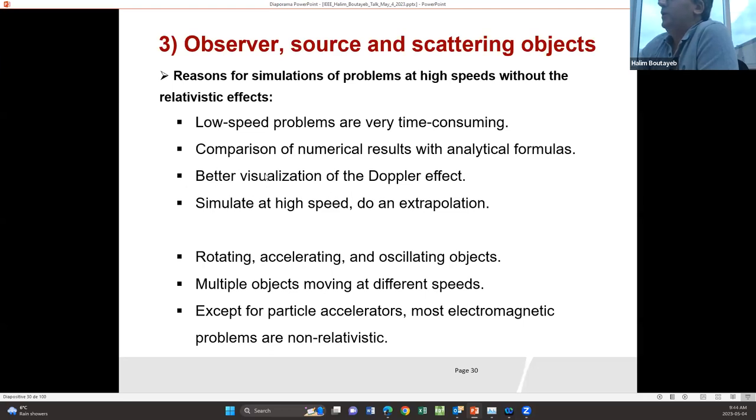Also, considering high speed is better for visualization. If you move very slowly, you will almost not see any effect. So considering higher speed helps to have a better visualization of the Doppler effect. Another thing is any problem that we have to consider in reality. For example, something is moving at a certain speed v. If we do an analysis at a much higher speed and we understand the effect in terms of v over c, then we will understand what the effect would be at lower speed.